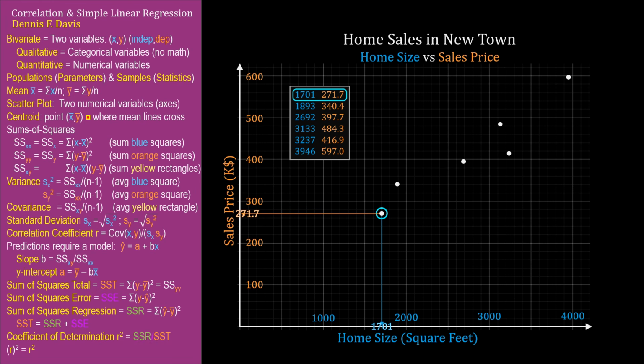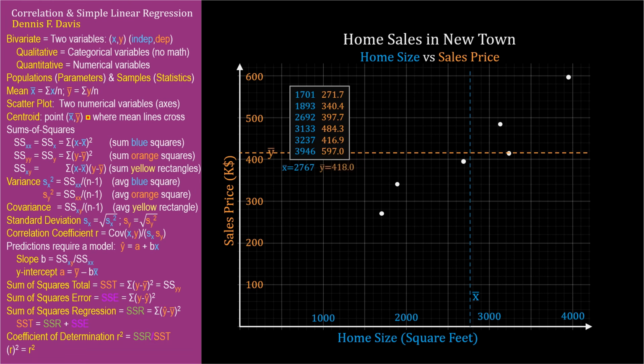Blue in general will represent the independent variable on the x-axis, and orange will be the dependent variable on the y-axis. All the work we've done so far can be visualized on the scatter plot. The mean home size for this sample of 6 is 2,767 square feet, and we'll label it X bar. And the mean sales price is $418.0 K, orange Y bar here.